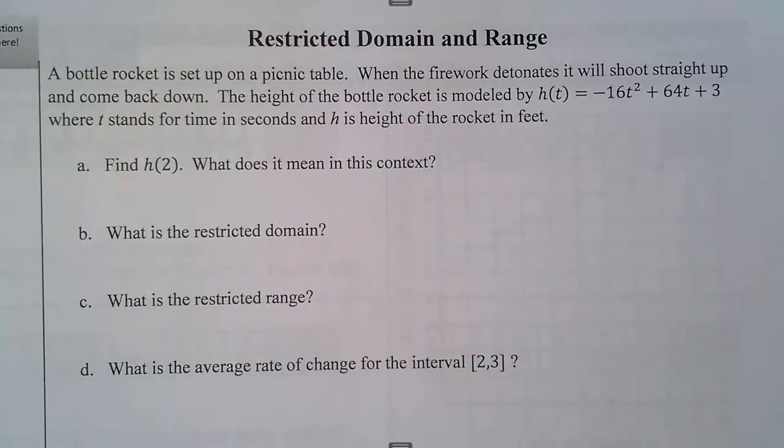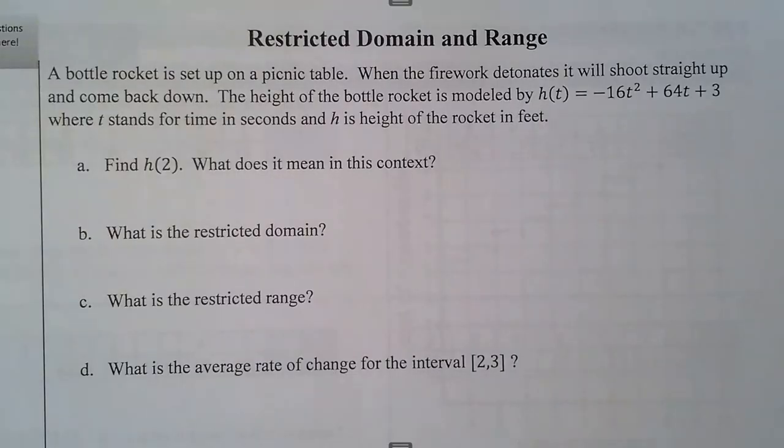Okay, so, restricted domains. What does that even mean? In real life, we have all restricted domains. We're not going negative miles an hour, are we? No. Our volume cannot be negative. Our perimeter is not negative. So, you have these specific domains.